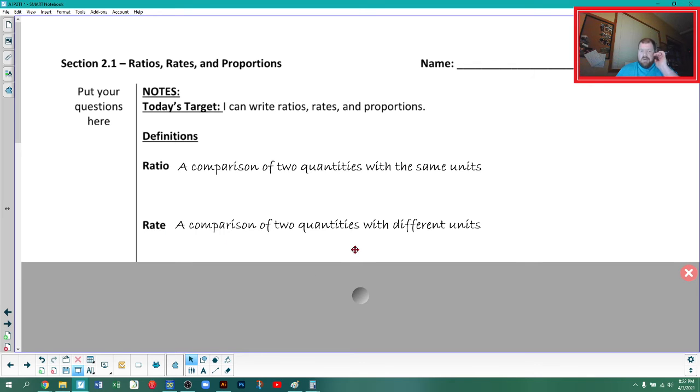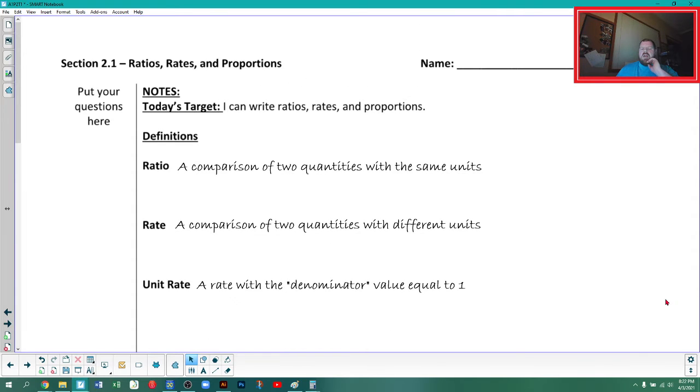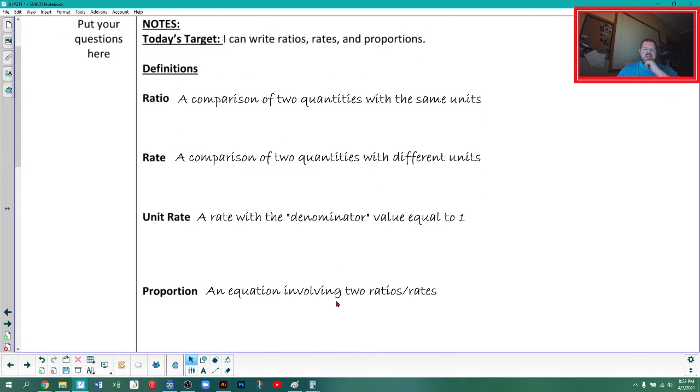So again, a rate is a comparison of two quantities with different units. A unit rate is a rate where the denominator value is equal to 1. That's the unit part of it. And we're going to look at that. The most common one that you probably deal with, or at least hear about on a daily basis, would be miles per hour. That's a pretty common one. So that's the number of miles that you would travel in 1 hour, is what that's meant to say. Lastly, a proportion is an equation that involves two ratios or rates, however you want to look at it. So that's what a proportion is.